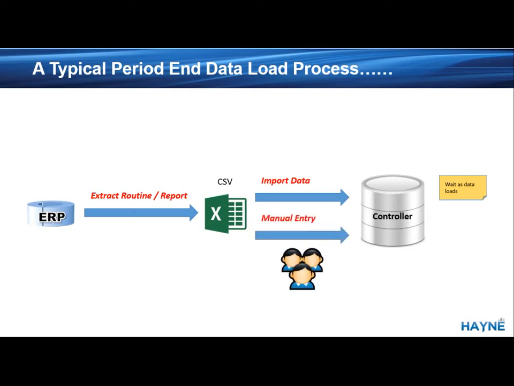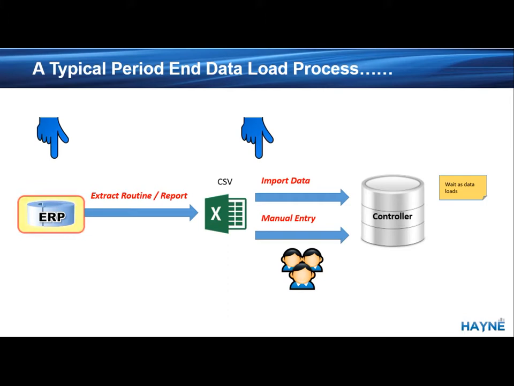We also have a number of customers who will take data out of their underlying ERP and then manually enter that into Controller using either forms or perhaps using Excel FX files. So what we're really looking at here is a 2-step process: a button press to get the data out of ERP, and a button press again to load that data into Cognos Controller.